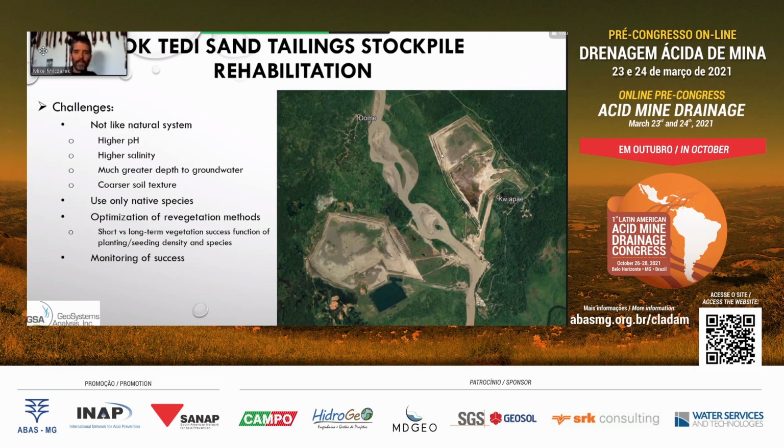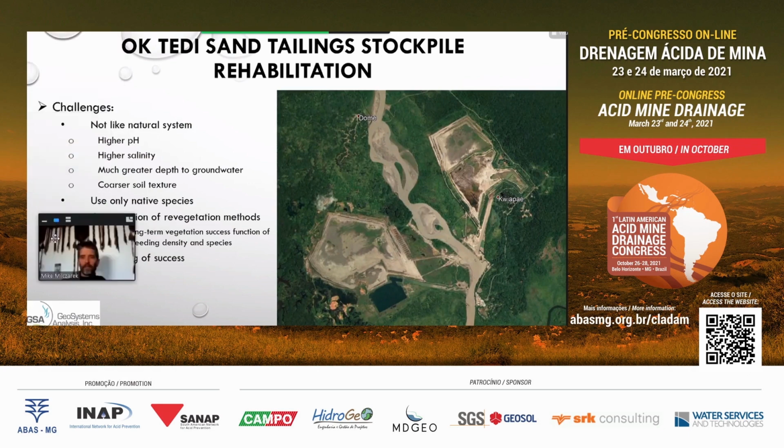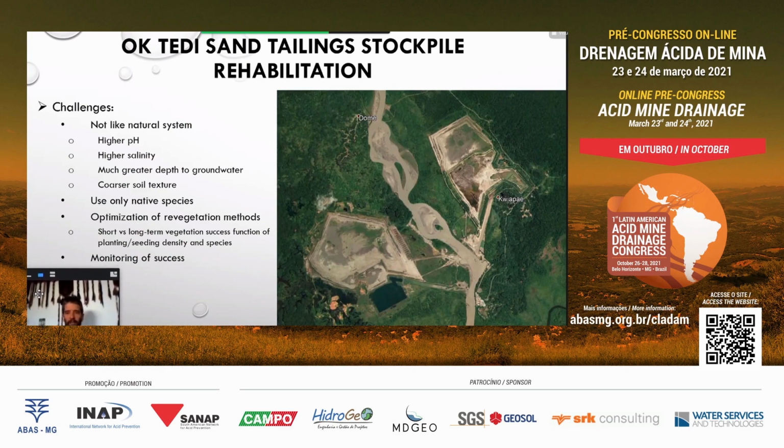Now, this is actually a quite difficult situation, even though it might seem simple with 5 meters of rain, because these tailings are not like the natural system. The natural soils are fairly fine-grained, and there's also very shallow groundwater, typically within 1 to 2 meters at the most. These systems may have several meters to groundwater. It's generally coarser material, so it's also higher pH material. So this is a challenge.